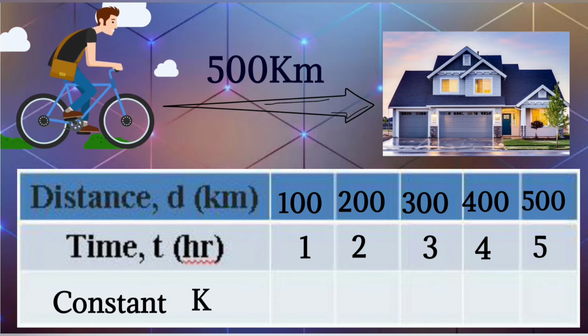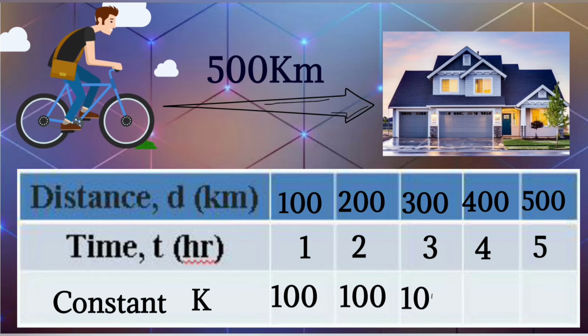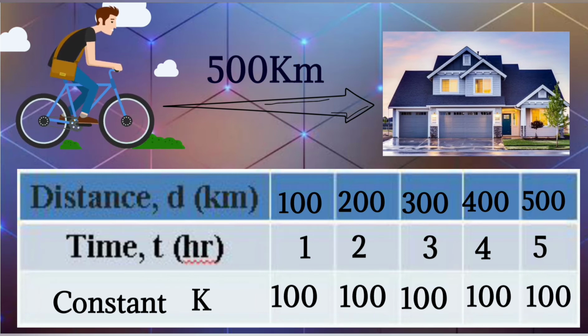It can be seen that as the time increases, the distance increases. The distance is represented by d and the time is represented by t. Now you would notice that if you take the ratio of the distance to the time, it will be 100 for each column. That means it's constant. So 100 divided by 1 is 100, 200 divided by 2 is 100, 300 divided by 3 is 100, 400 divided by 4 is also 100, and 500 divided by 5 is 100. So this is constant for each distance and time traveled.